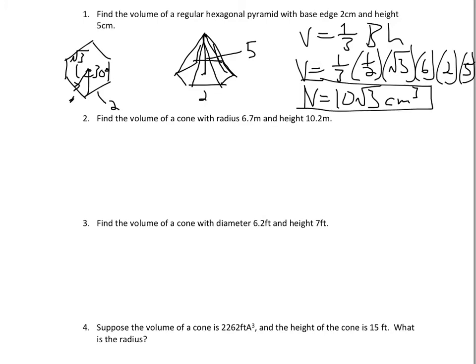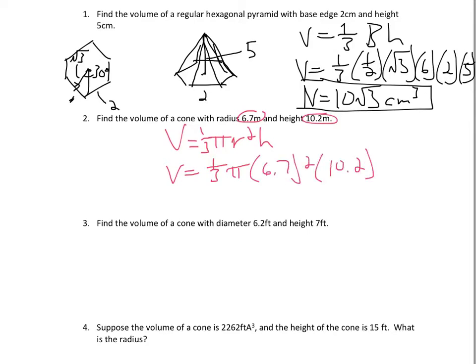And number 2, I give you the radius, I give you the height, you have to find the volume. Well, the volume of this is 1/3 pi r squared h. So we'll plug in the radius, plug in the height. It's basically 1/3 pi 6.7 squared times 10.2. So we'll do that. We have 1/3 times 6.7 squared times 10.2. Don't worry about the pi, throw that on the end. So we have volume is 152.626 pi cubic meters.